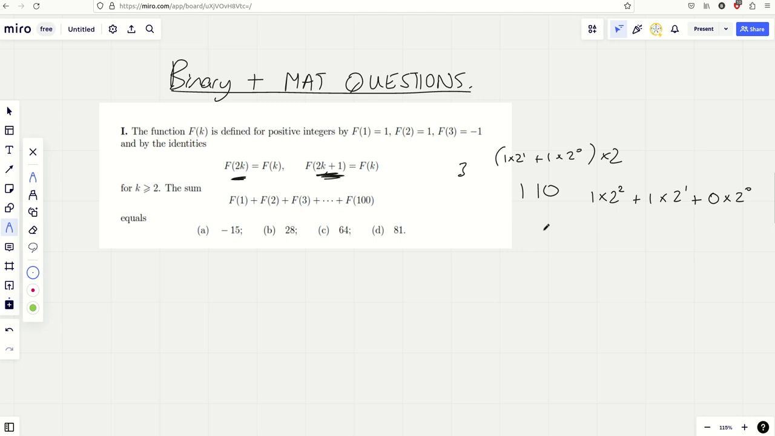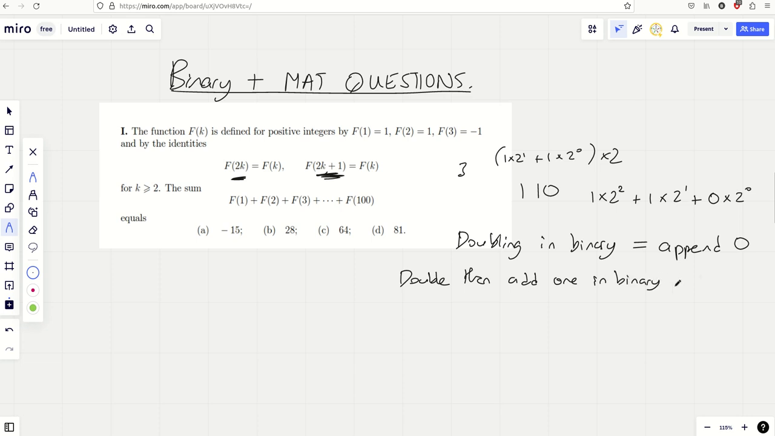Now you'll find, after just a quick bit of thinking, that doubling in binary means appending 0. Yeah, and I mean append, not prepend, but append 0. You stick a 0 on the end when you double a number in binary, yeah? And guess what? If you're doubling and adding 1 in binary, double then add 1, well, that is append 1, yeah?